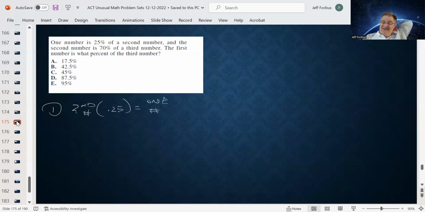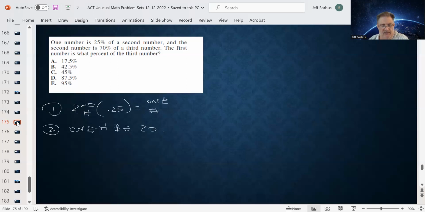Now notice they don't tell us what that one number is. So since we're talking about percentages, we can define that one number as any number we want it to be. So I'm going to let that one number be 20. I just chose it. And you can do this because we're working with percentages.